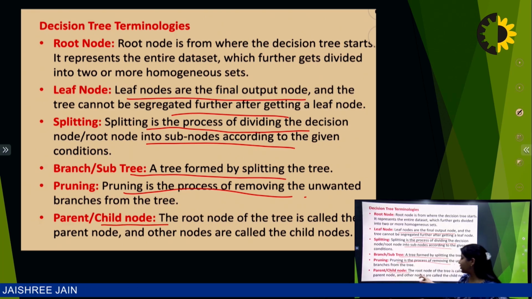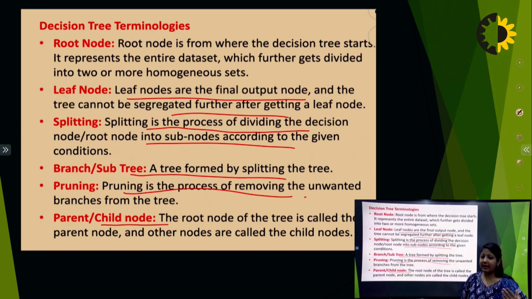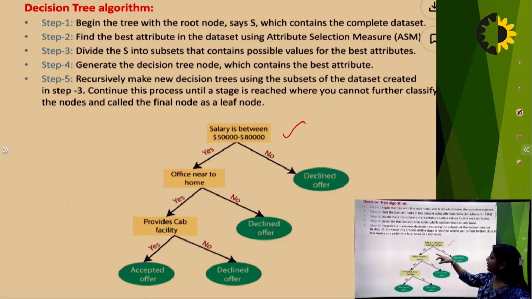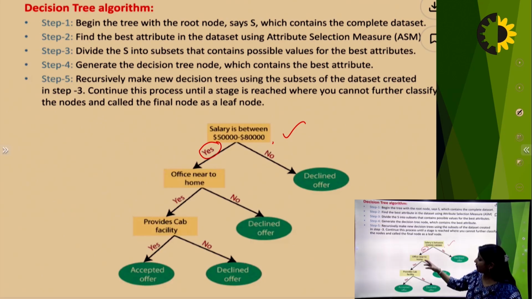Next is the parent or child node. A child node is the sub node of any parent node. So here is the example. Say we have a salary between $50,000 and $80,000, and we can segregate it: if it is yes, then we follow this subtree, and if it is no, then decline the offer. This is the leaf node.